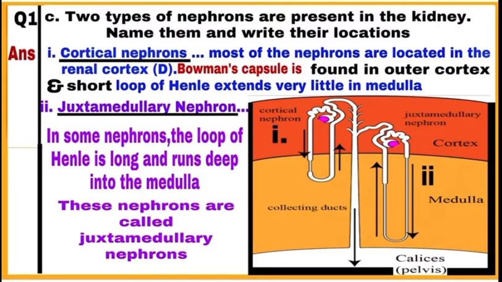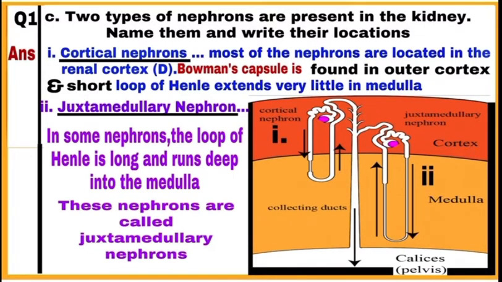These nephrons are located in the renal cortex and Bowman's capsule of the nephrons is found in the outer cortex, while short loop of Henle extends very little in medulla.